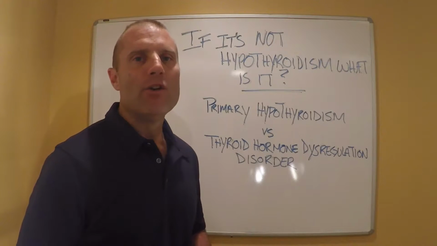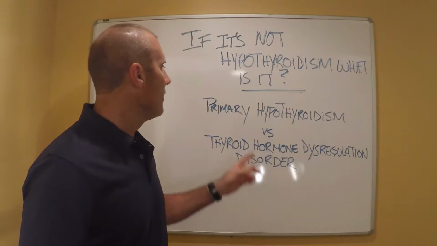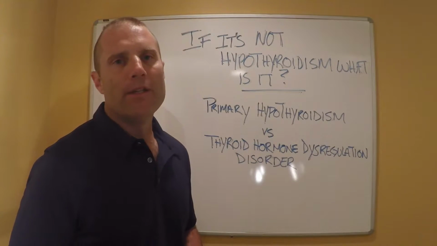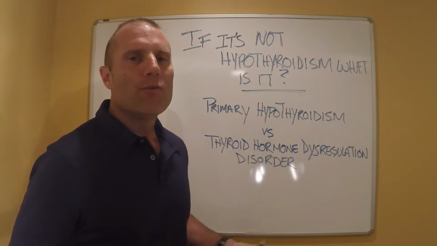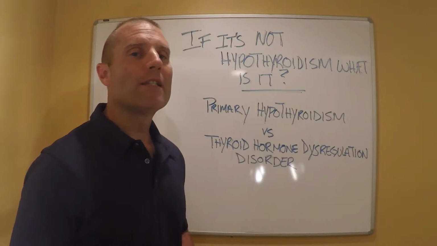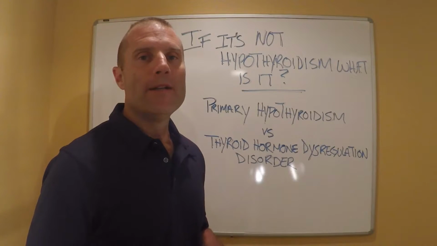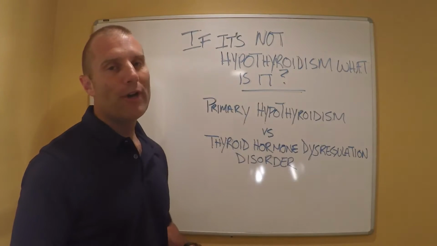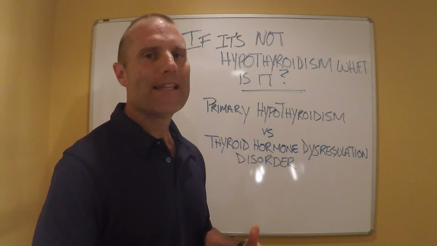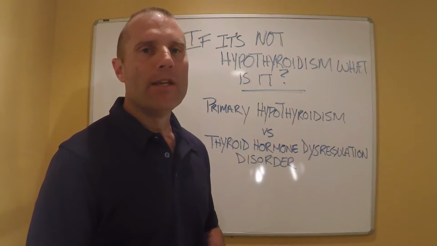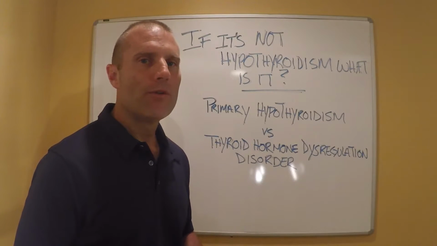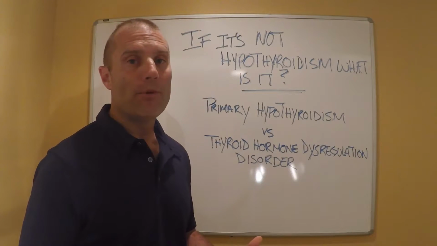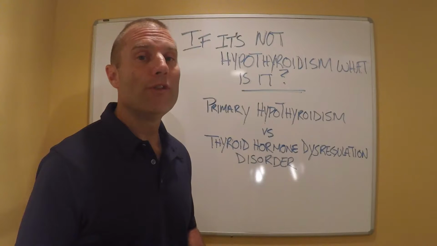And today we're going to talk about the difference between primary hypothyroidism and what I call thyroid hormone dysregulation disorder. So what's the big deal? What's the difference? Why do we need this other term? Well, if you've watched some of my previous videos, I explained that traditionally what most practitioners are looking for is primary hypothyroidism. The doctors want to find out, is the gland actually making T4? And so if TSH is high and T4 is low, the gland is not making T4 appropriately, and that is termed primary hypothyroidism. That's what most people are being treated for.